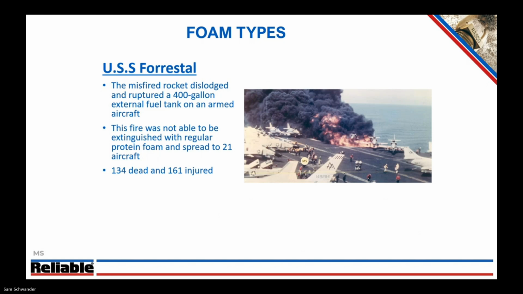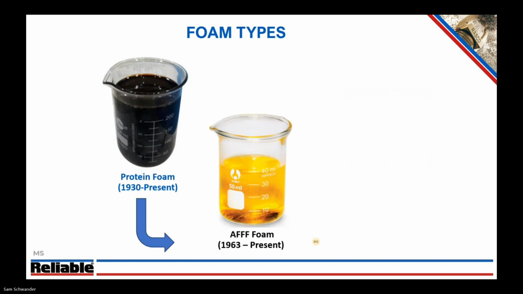Until we had an incident at the USS Forrestal. What happened here was a misfired rocket shot across the deck, ruptured a 400-gallon external fuel tank on an aircraft. That fire was not able to be controlled, and ultimately that fire consumed 21 aircraft, killing 134 people and injuring 161. So the military said, we can't have vessels out in the middle of the ocean that can start on fire or have an incident like this and not be able to extinguish those fires. So what came from that was the AFFF.